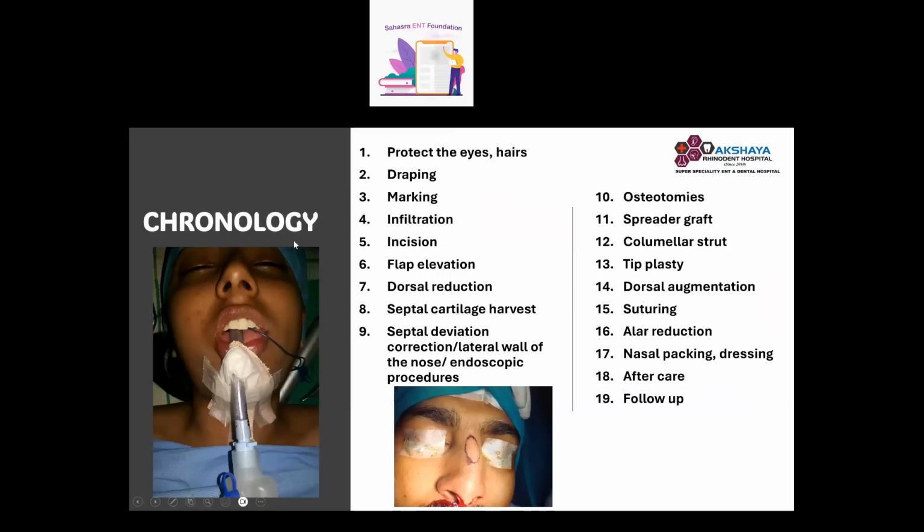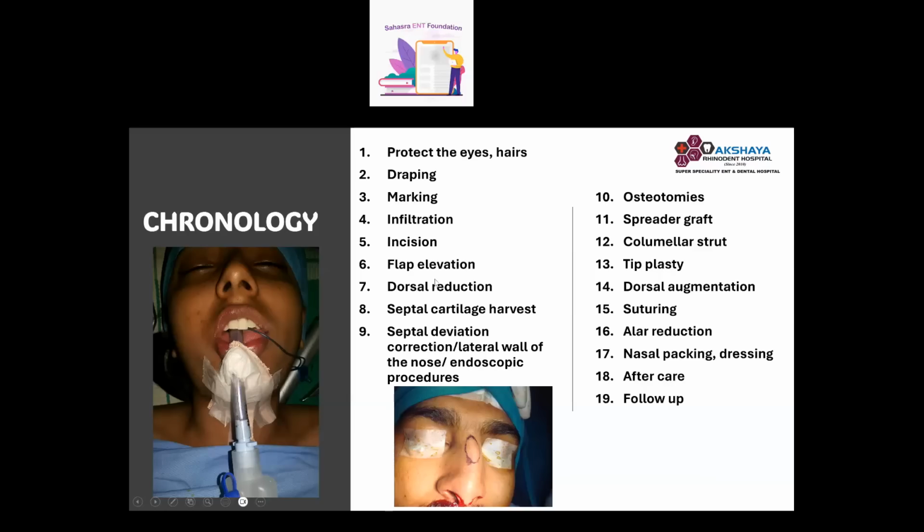When you do an open approach septorhinoplasty, you must keep in mind the chronology of the surgery. When the patient is intubated, we use a south pole RAE tube. The tube should be in the midline, and you ask the anesthetist to put in the throat pack. When you do intubation, the tube should not pull the angle of the mouth. It should not deviate or pull the nose to one side. This is very, very important.